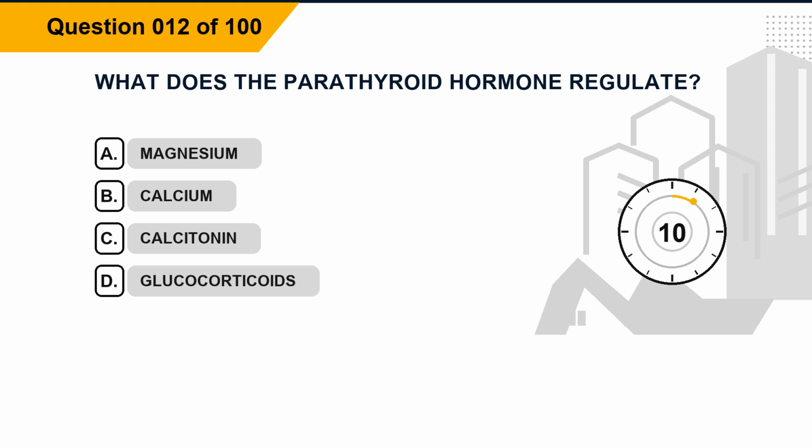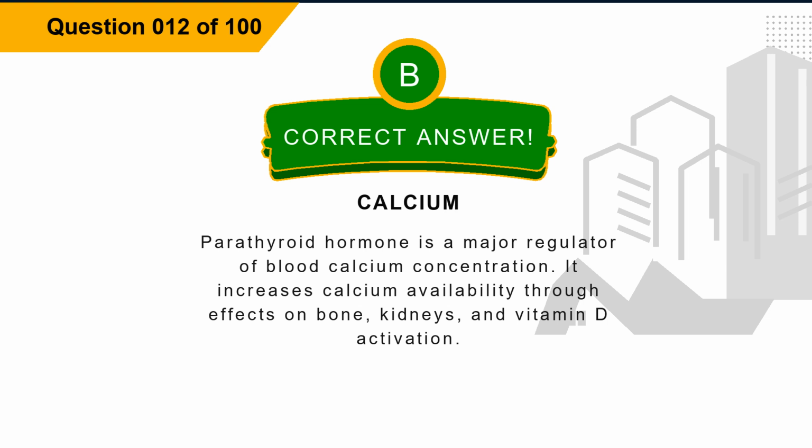Question 12. What does the parathyroid hormone regulate? Option A, magnesium. Option B, calcium. Option C, calcitonin. Option D, glucocorticoids. The correct answer is option B, calcium. Explanation. Parathyroid hormone is a major regulator of blood calcium concentration. It increases calcium availability through effects on bone, kidneys, and vitamin D activation.